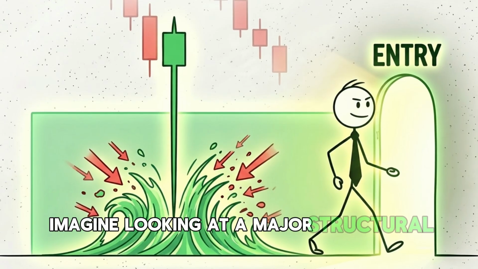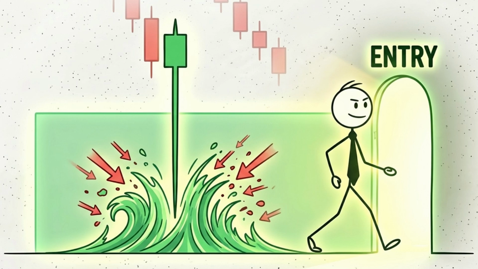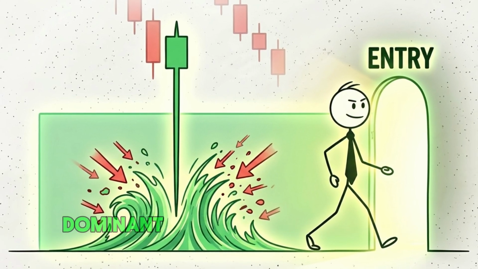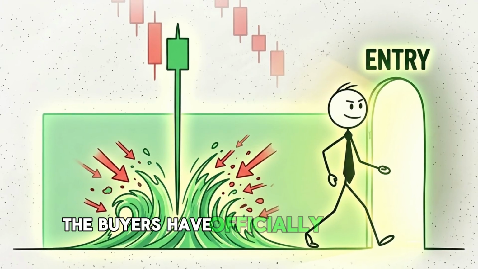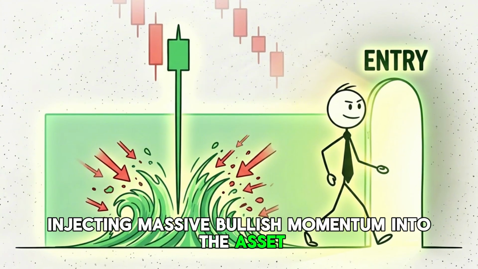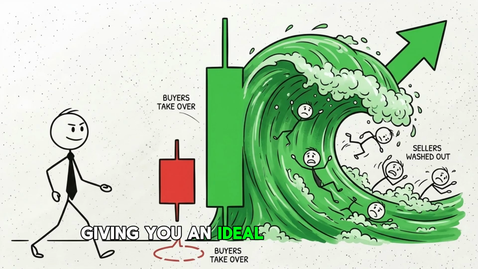Imagine looking at a major structural level where the price has been stalling out, leaving tired wicks. Suddenly a solid green candle prints, followed immediately by an even larger dominant green candle that breaks away from the zone. This tells you the buyers have officially taken the steering wheel, injecting massive bullish momentum into the asset. The path of least resistance is now straight up, giving you an ideal entry trigger.